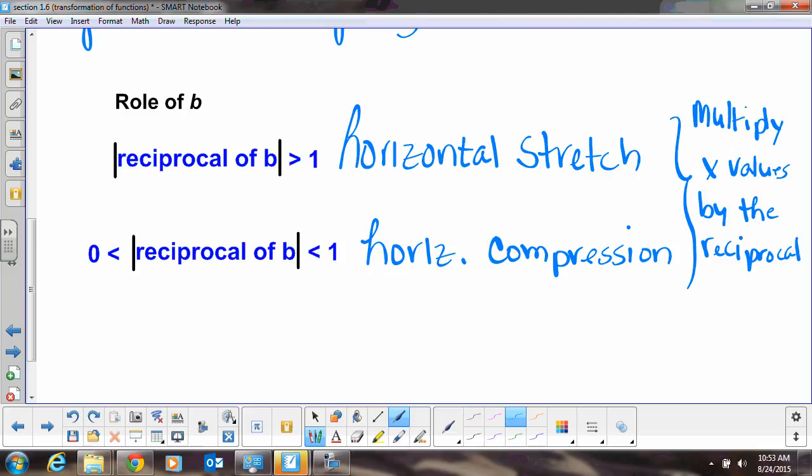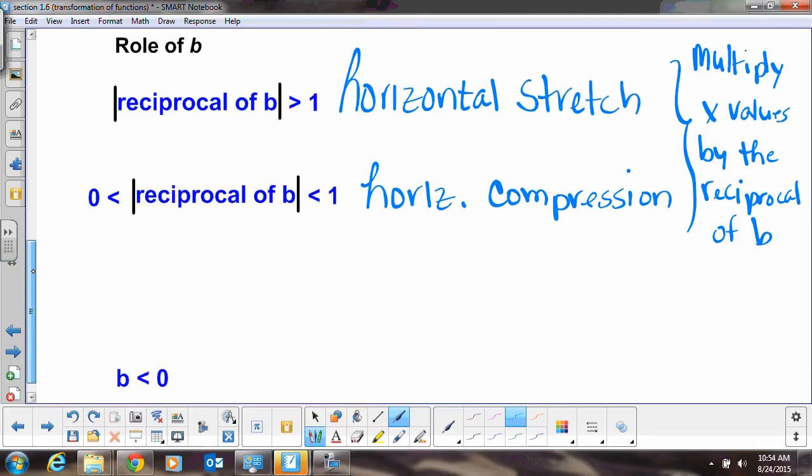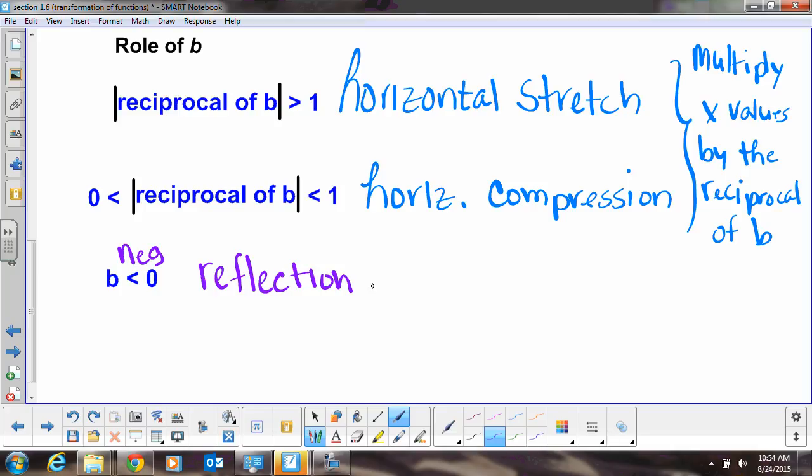Oh, I'm running out of room. Okay, so while you write that, I'm going to drag this up. And what does less than 0 mean? Negative. So when B is negative, what do we have? Reflection over the y-axis.